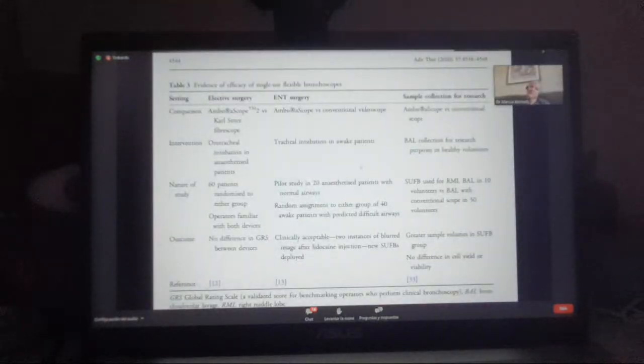And this is just some evidence of efficacy. Most of the currently available efficacy studies are based on the Ambu scope, which was the first scope developed. So in elective surgery, in ENT surgery, and just in the third column, which is samples collected for research, be it orotracheal intubation in an anesthetized patient, be it tracheal intubation in awake patients in ENT, or just BAL collection, they're adequate. In general, the physicians and anesthetists are happy with them. However, sometimes the images weren't good enough. But for basic procedures such as intubation, they appear to be equivalent to reusable scopes.